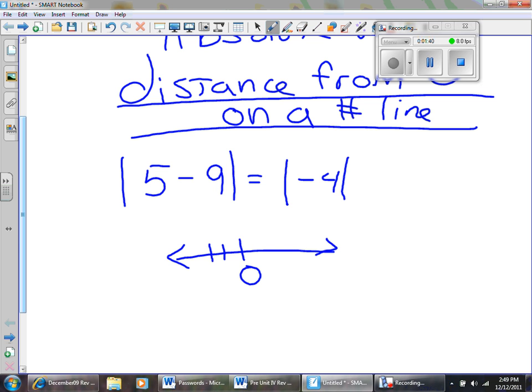Let me count on my fingers and toes. Ooh, my toes haven't been washed in a while. That's kind of gross. Oh, look, 1, 2, 3, 4. 4 spaces away. That means the absolute value of negative 4 is 4.